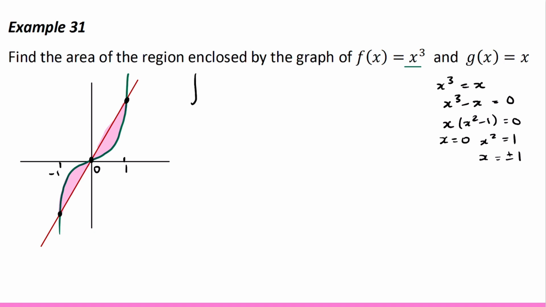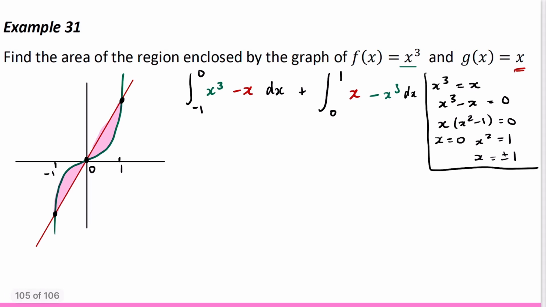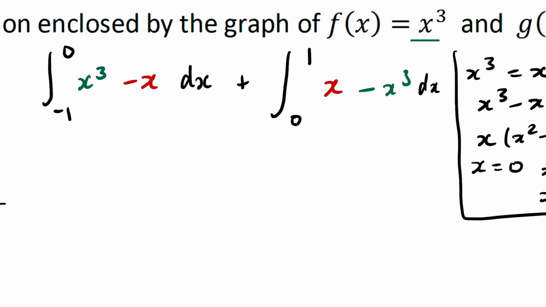So what I'm going to have is between -1 and 0, we've got the green curve, which is x cubed, minus the red curve, dx, and then plus, and now it's between 0 and 1, we've got the red curve, minus the green curve, dx. Oops. All right, everything from there is as normal. So I think the only annoying thing about this is we're going to be dealing with some fractions.